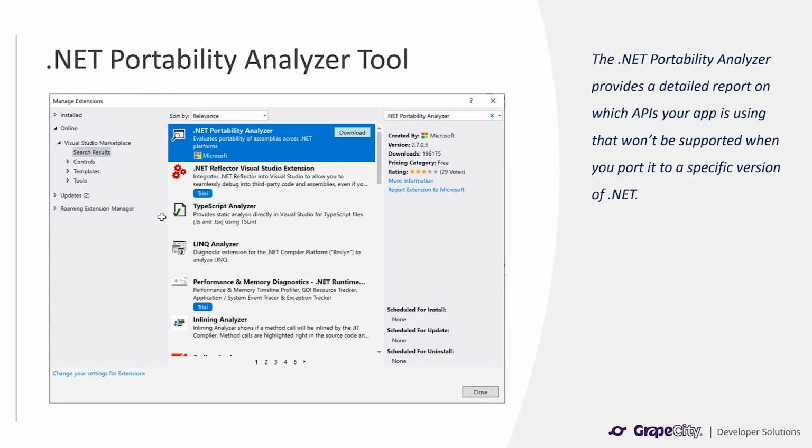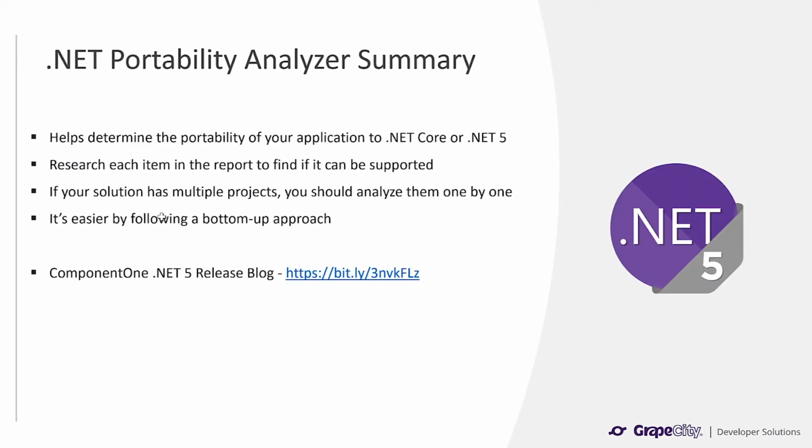So that's basically the .NET Portability Analyzer. It lets you get a rough idea of how portable your application is. You can use this tool to help determine if your application is a good candidate for migration. From the list in the report, you can see if there will be problems by investigating each item that won't migrate and researching if it's supported through a different library.